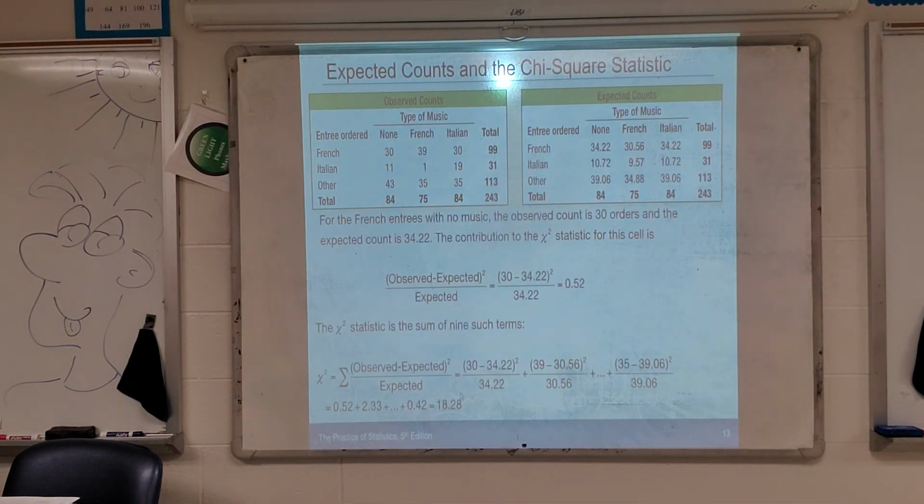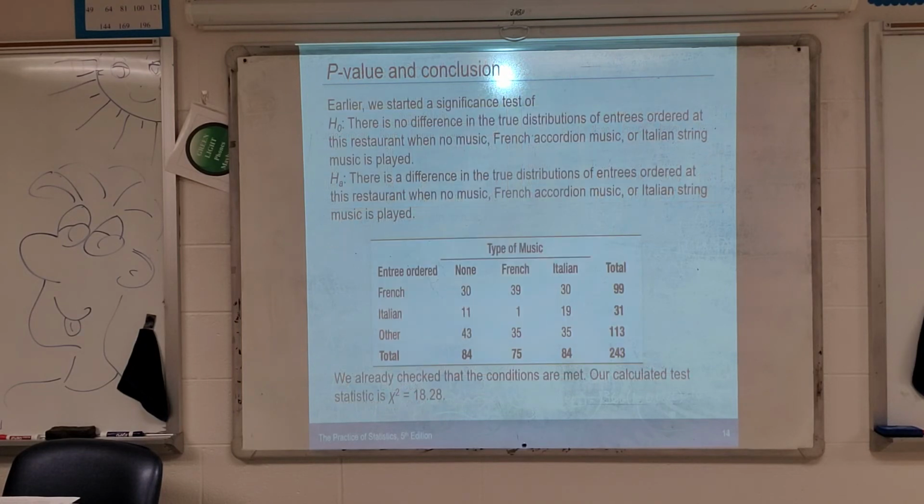So they got a chi-squared value of 18.28. How did that compare to ours? We did it. Pretty close, right? All right, so then the p-value.